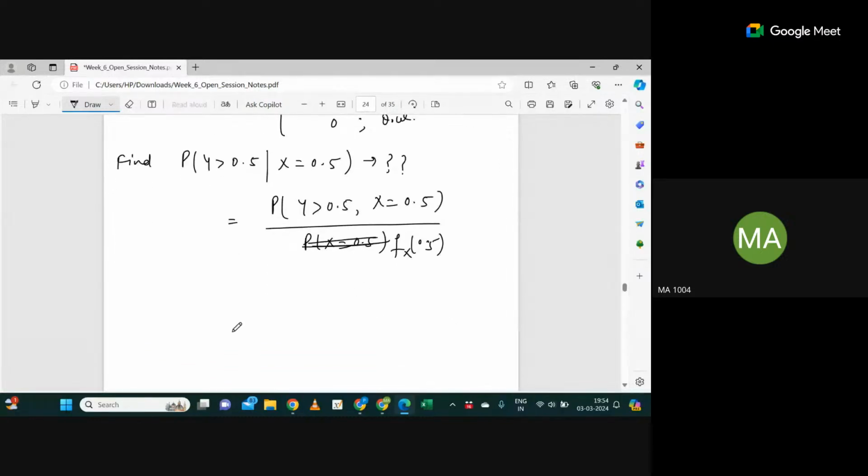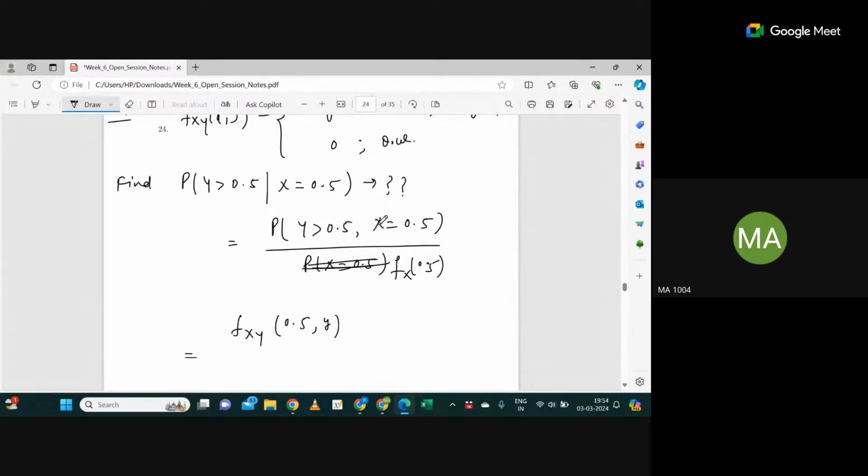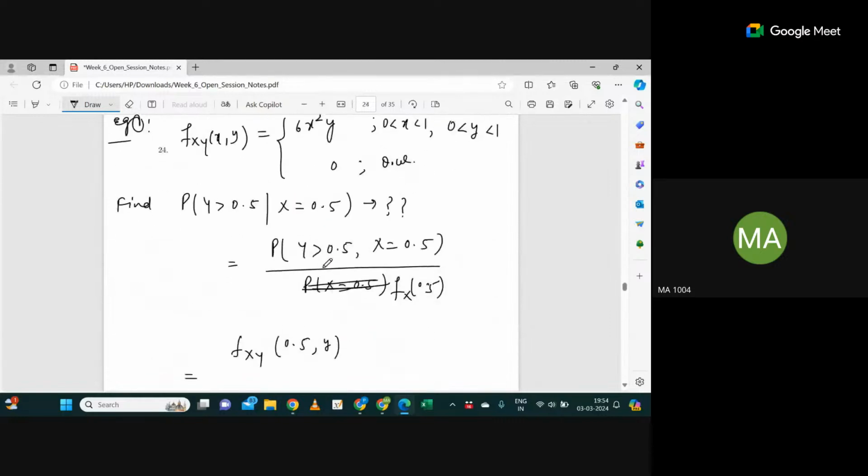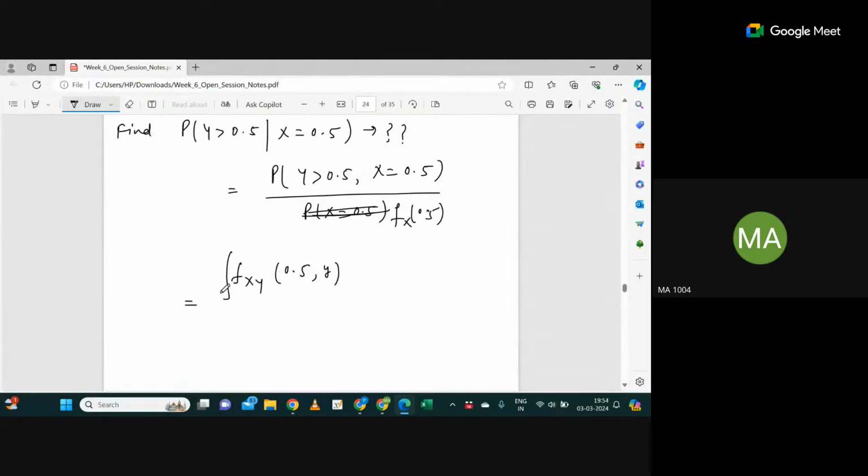Right? If you see the numerator part, that means I have to find the joint probability. Basically, I have to integrate from 0.5 to y. Here x is fixed, meaning one value is given to us for x, which is 0.5. So we have to integrate this joint density only for y. And the limit of y is greater than 0.5, so you integrate from 0.5 to 1, where 1 is the upper limit.